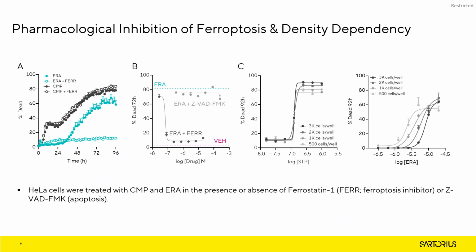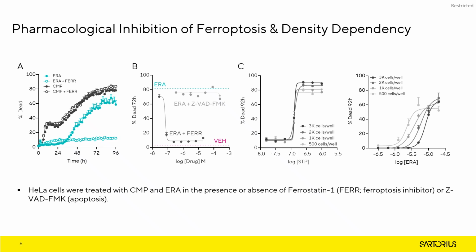Conversely, if we look at B, we can see that when ZVAD was included with auristatin, there was no reduced cell death, but the concentration response curves confirm that auristatin cell death is inhibited by ferrostatin and not by ZVAD.